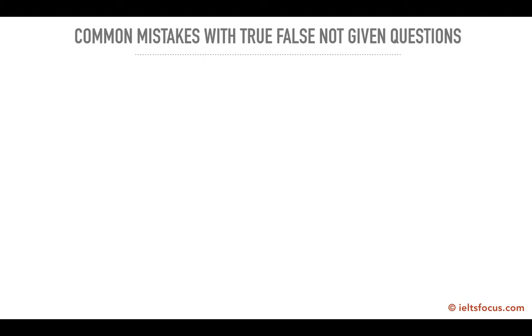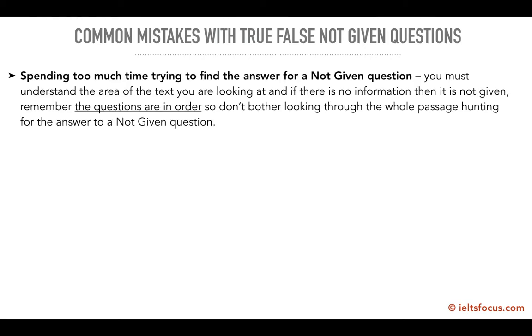Now, there are some common mistakes with true, false, not given questions. One big mistake is that people spend too much time trying to find the answer for a not given question. So you must understand the area of the text that you're looking at. And if there's no information in that area of the text, then it's not given. As I said before, the questions come in order. So don't bother looking through the whole passage trying to hunt down the answer to a not given question. If it isn't in the area that you think it should be, then it's not given.